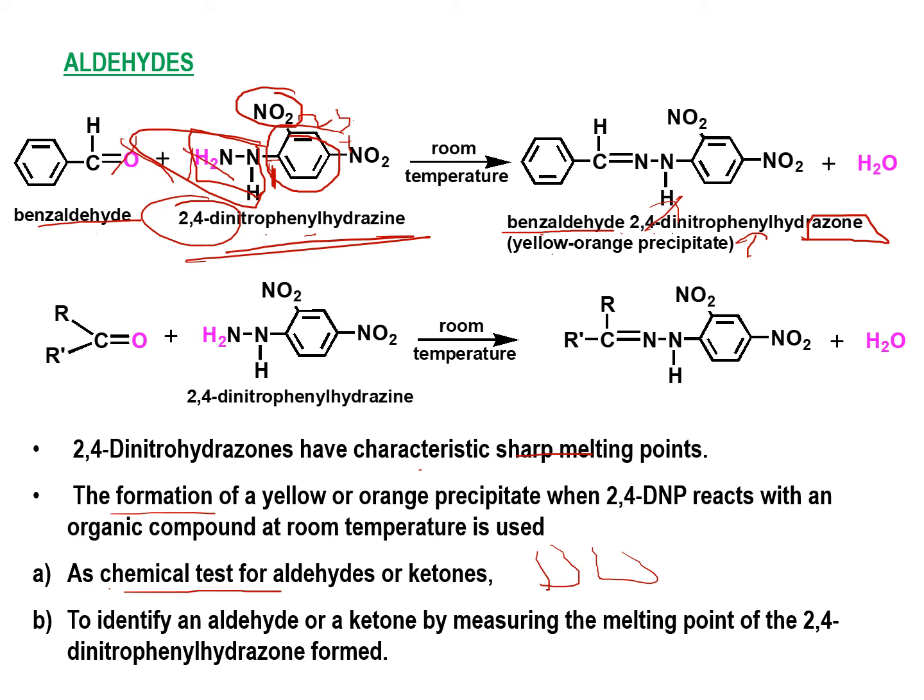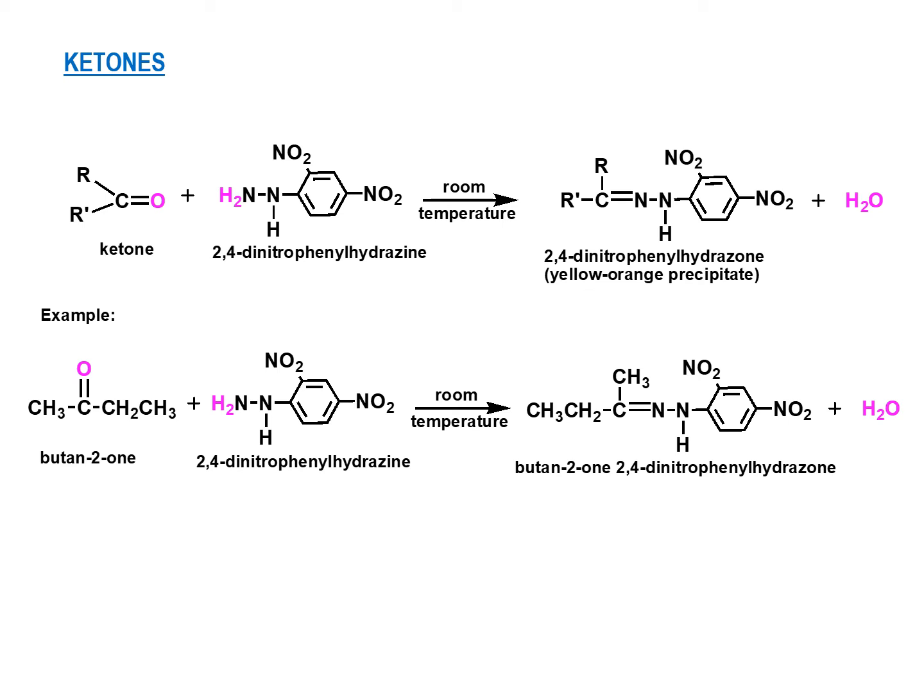Okay, so second, to identify an aldehyde or a ketone by measuring the melting point of 2,4-dinitrophenylhydrazone form. Okay, itu cara yang kedua adalah kita nak identify aldehyde ke ketone adalah berdasarkan melting point, because dari kat atas tadi kita ada 2,4-dinitrophenylhydrazone has characteristic sharp melting point. Maksudnya setiap hydrazone tu ada specific characteristic of melting point. Okay. Next we go to the example for ketone.